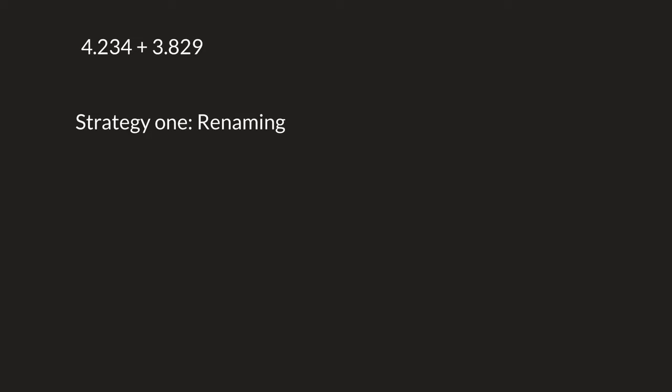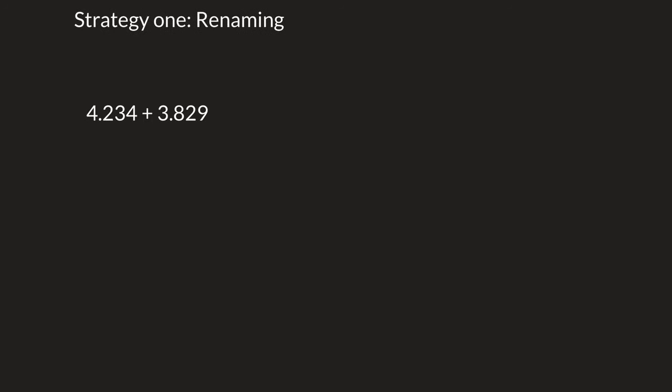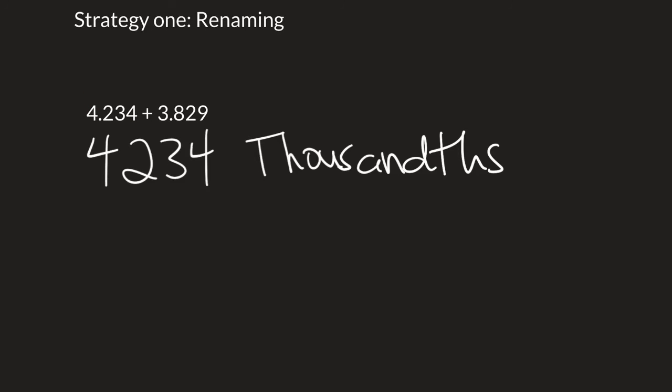For many of us, we get confused sometimes when we do decimals and we don't know where to put the decimal place. So if we were to rename this, then we'd be able to do some traditional addition. If we take a look at this number right here, if we rename it, it would be 4,234 thousandths. And then we would know that this would be 3,829 thousandths.